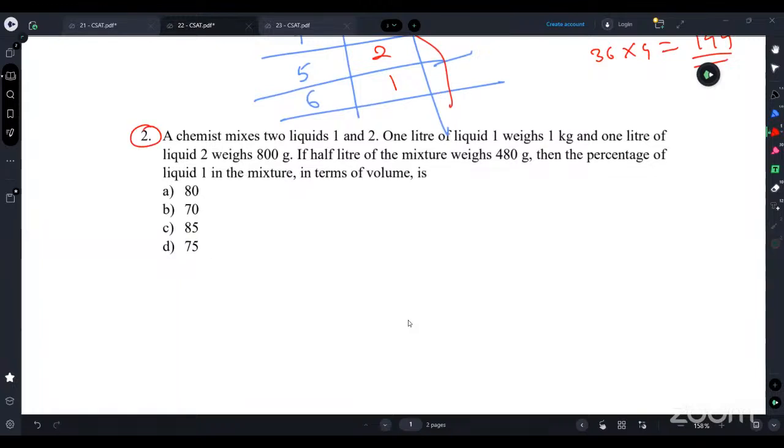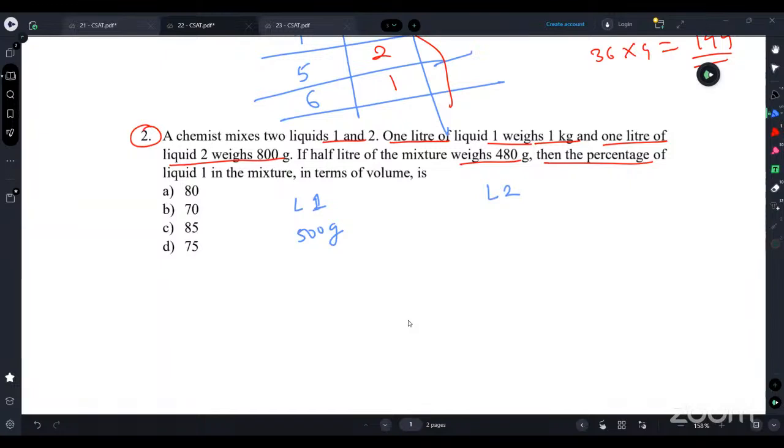A chemist mixes two liquids, liquid 1 and liquid 2. 1 liter of liquid 1 weighs 1 kg and 1 liter of liquid 2 weighs 800 gram. If half liter of mixture weighs 480 gram, then basically we are mixing this liquid 1 and liquid 2. So let's see guys, we have to form half liter of mixture. Let's say we have liquid 1 here, and liquid 2 here. If I take half liter of liquid, what will be the amount in first liquid 1? It will be basically 500 gram, right?